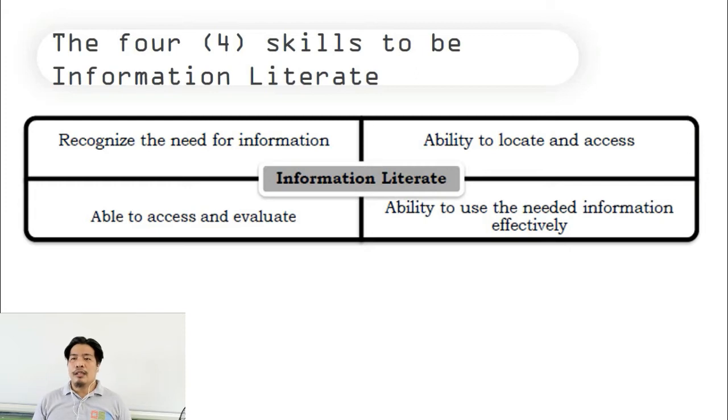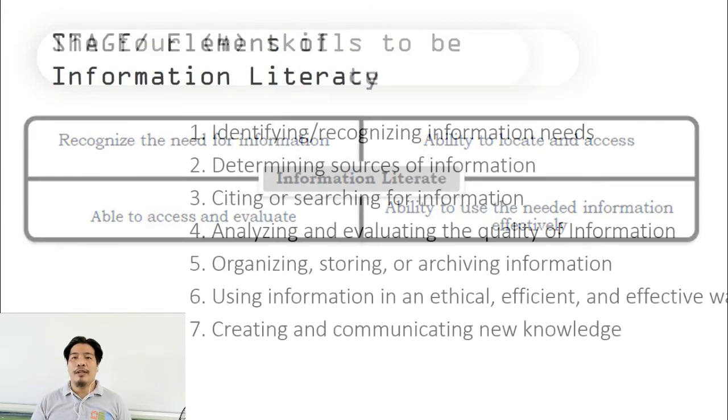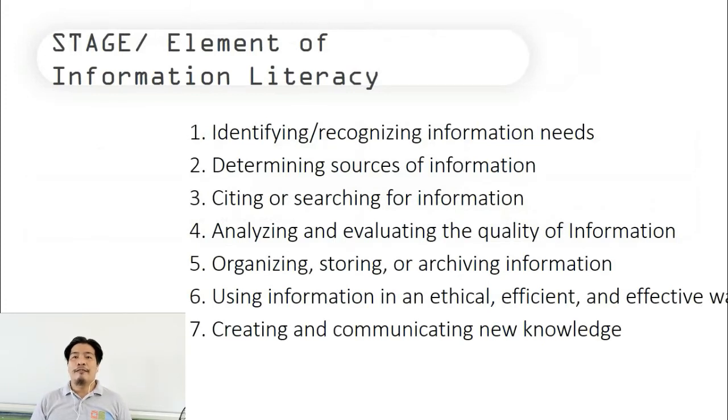But to further understand these skills, they are subdivided into stages or elements. We actually have 7. So the first one is identifying and organizing information needs. This simply pertains to an individual's ability to know what information is needed. This is to achieve a specific and define limits to the actual information that is needed. The second is determining the source of information. Now, this element would fall under the second skill, which is the ability to locate and access, and should answer the question, where will you get the information?